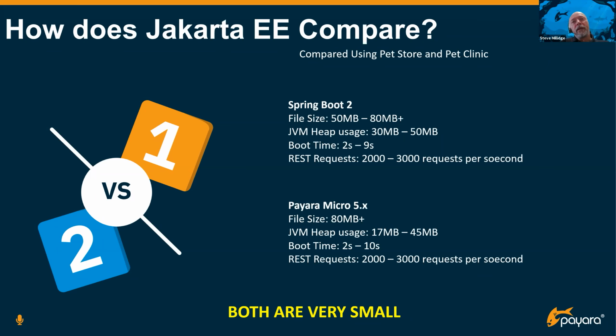And similarly, an empty Payara Micro will boot in a couple of seconds. You add in the Pet Store application, and then it's probably going to boot in 10 to 15, depending on CPU. And again, similarly, it does 2,000 to 3,000 requests per second. Many frameworks do a similar sort of 2,000 to 3,000 requests per second. And that's on a single instance on a basic PC.